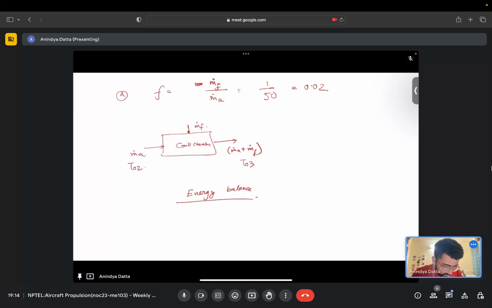So what is the energy or enthalpy of the fluid that is coming in, which is m dot a times h02. This is the enthalpy of air that is coming in, right? Mass flow rate of air times the stagnation enthalpy. If we are saying stagnation enthalpy, it means we are already considering the kinetic energy along with this. Plus we have the mass flow rate of fuel times QR. QR is our fuel calorific value.